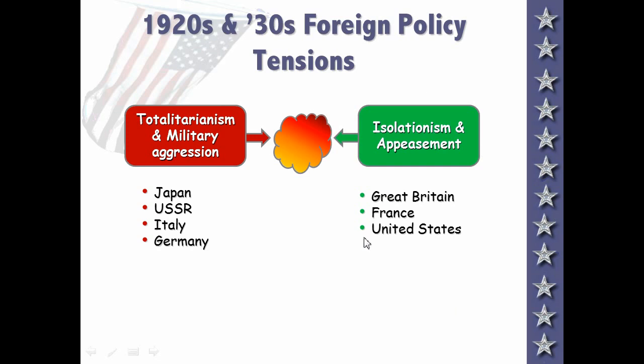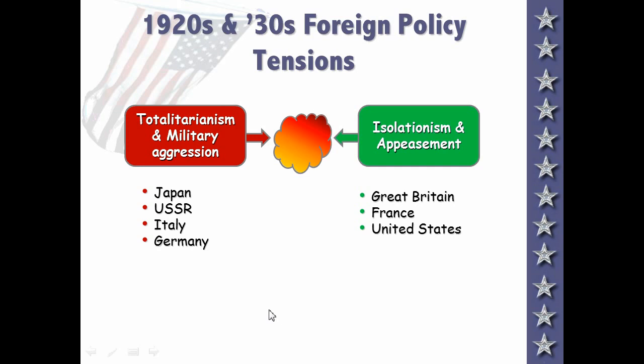Over on the side of isolation and appeasement, we see Great Britain and France and the United States, the remnants of the Allied alliance from World War I. The other really big word that you definitely need to know to talk about the period before World War II is this word here, appeasement. And appeasement means giving in to someone just to make them go away. So giving in to demands in hopes of stopping aggression.